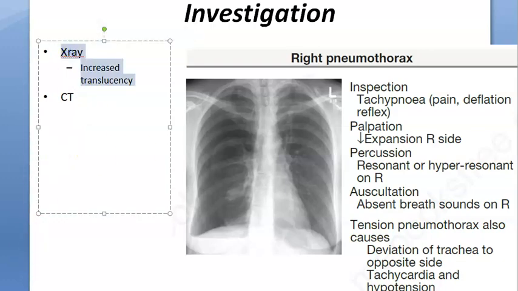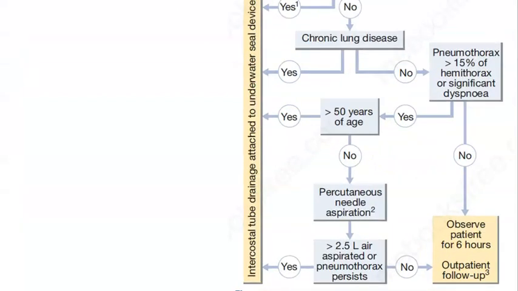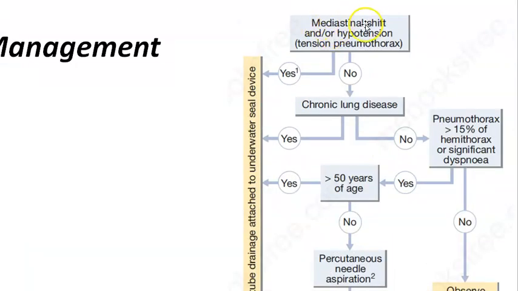What do you say, people? Yay, people, we have reached the management. Now pay attention here, okay, of what? Pneumothorax. So here they're telling you the management. They've given one flow chart. So we will look at the flow chart easily and try to understand. So is there mediastinal shift? Answer is yes. So if it is yes, what will you do? What are they planning to do?